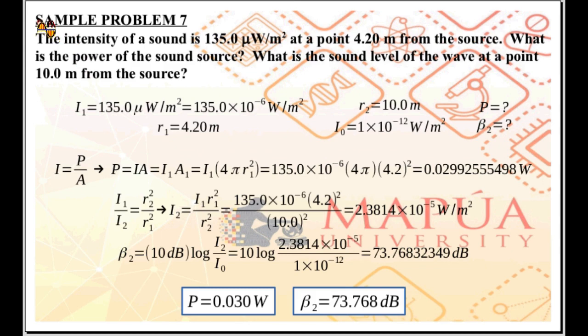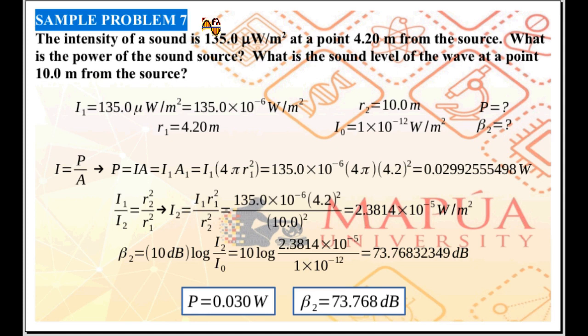So let's have the following problem. Sample problem number 7. The intensity of a sound is 135 microwatts per meter squared at a point 4.20 meters from the source. What is the power of the sound source? And what is the sound level of the wave at a point 10 meters from the source? So we have 2 points to consider. Point 1, 4.20 meters from the source. Let that be R1. R1 is 4.20 meters. And then we have the second point, 10 meters from the source. R2 is equal to 10 meters.